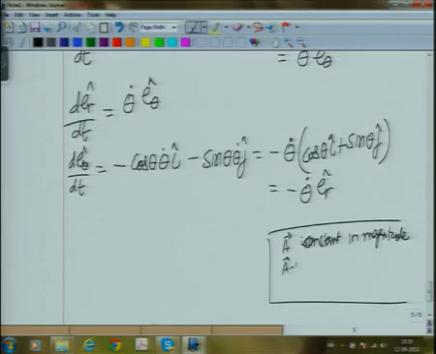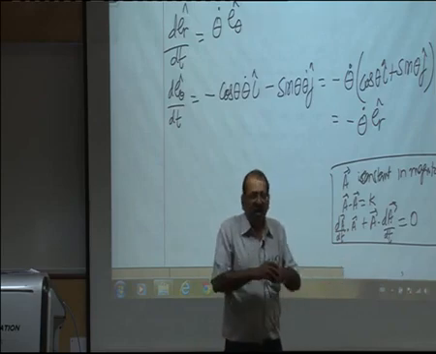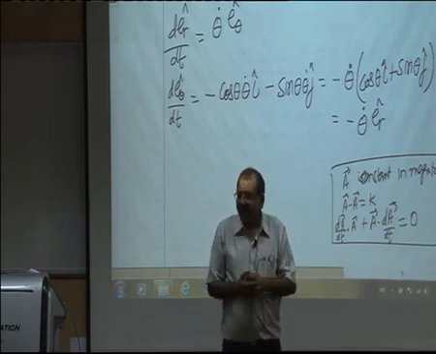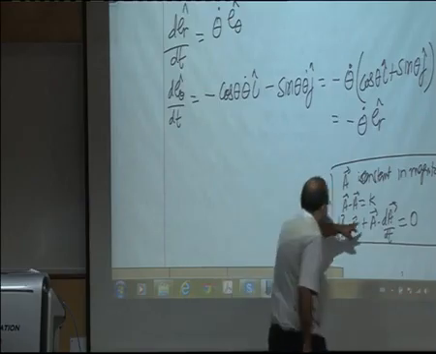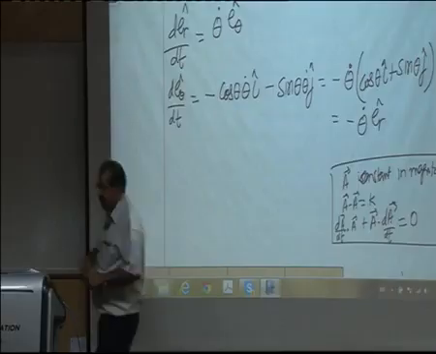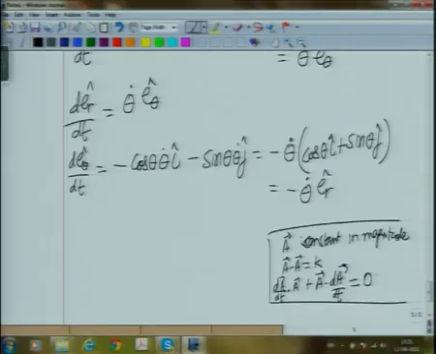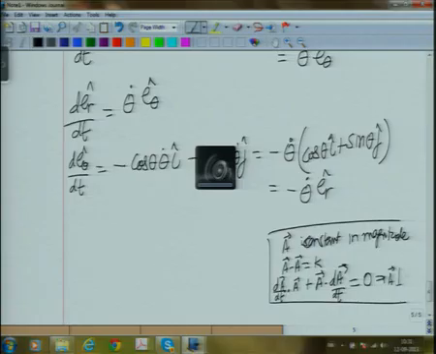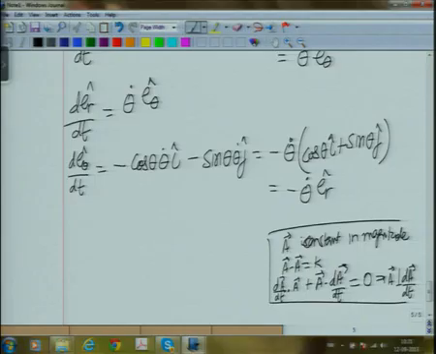then A dotted with A is equal to some constant k. If I take the derivative, I get dA/dt dotted with A plus A dotted with dA/dt equal to 0. This tells me A dotted with dA/dt is 0, which means A and dA/dt are mutually perpendicular. So A is perpendicular to dA/dt.